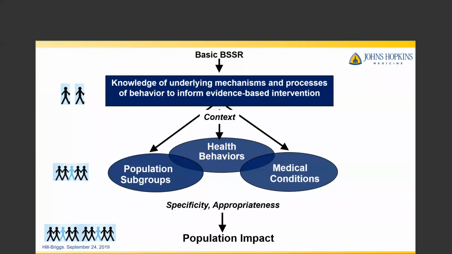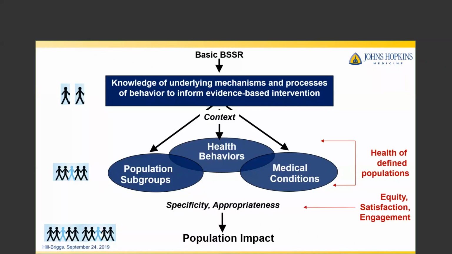And from that, we build to produce the specificity and then have population impact, but not by applying the same thing to the whole population. And so applying to context allows us to improve the health of defined populations. That specificity and appropriateness is where we start to achieve goals of equity. Importantly, it also is how we get to patient satisfaction.